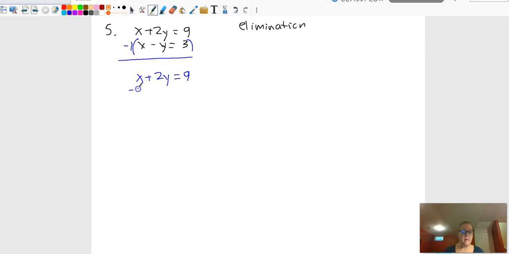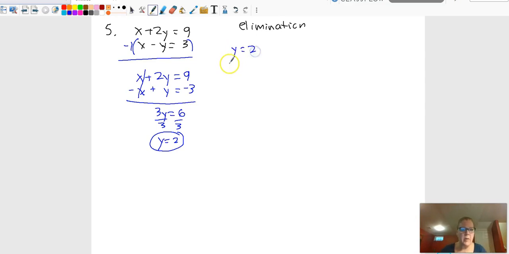So negative x, or -1x, negative times negative y is positive y, equaling -1 times 3, -3. Okay, now with elimination, you have to have one pair of these opposite each other. That cancels out the x's. 2y plus 1y is 3y, equaling 6. y equals 2. Go back to any of the original equations and take y equals 2 and plug it in. It doesn't matter which one you pick. x plus 2y, and replace that y with the 2. x plus 2 times 2 is 9.